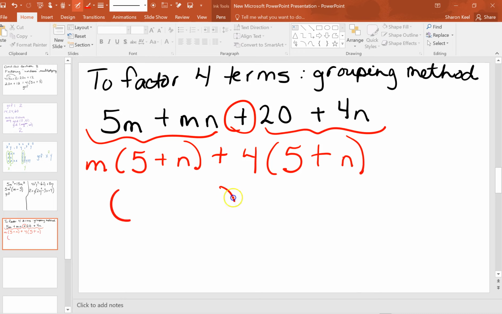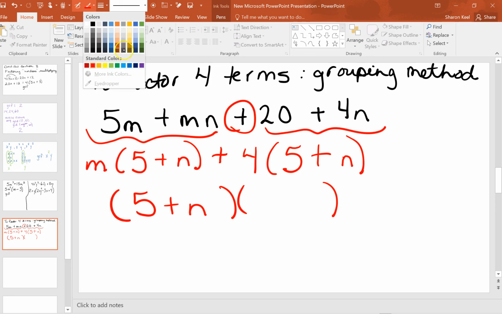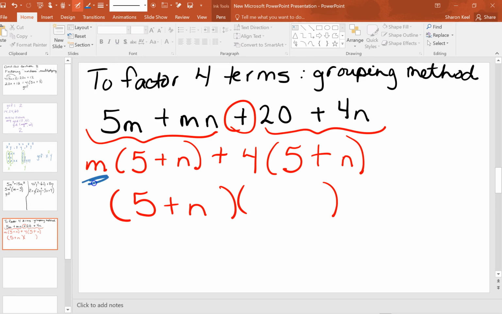So when I write my final answer, it's going to be 2 parentheses. And if you will notice, both parentheses have a 5 plus n. That is their greatest common factor. I'm going to take the values that I factored out that are in the front, and they're going to make up my second parenthesis. Now I have completely factored that polynomial.